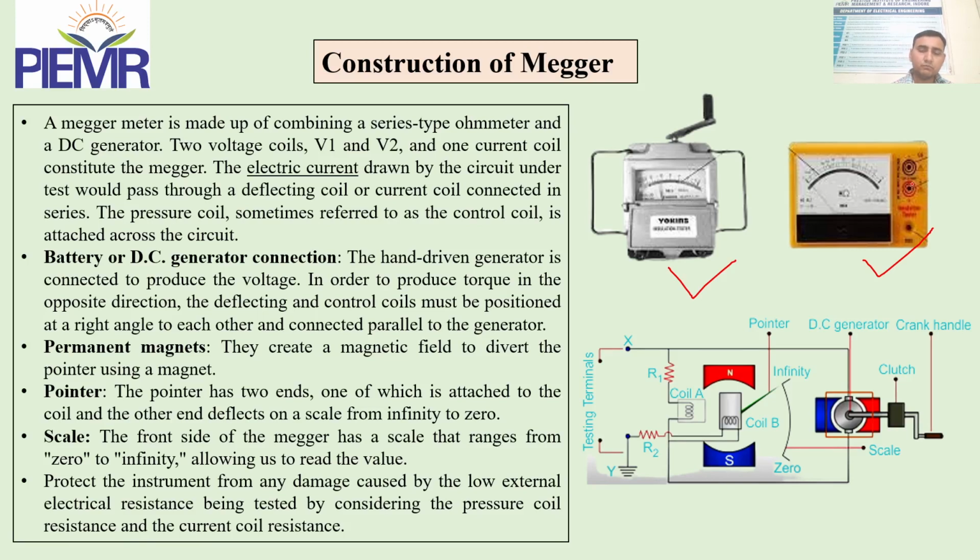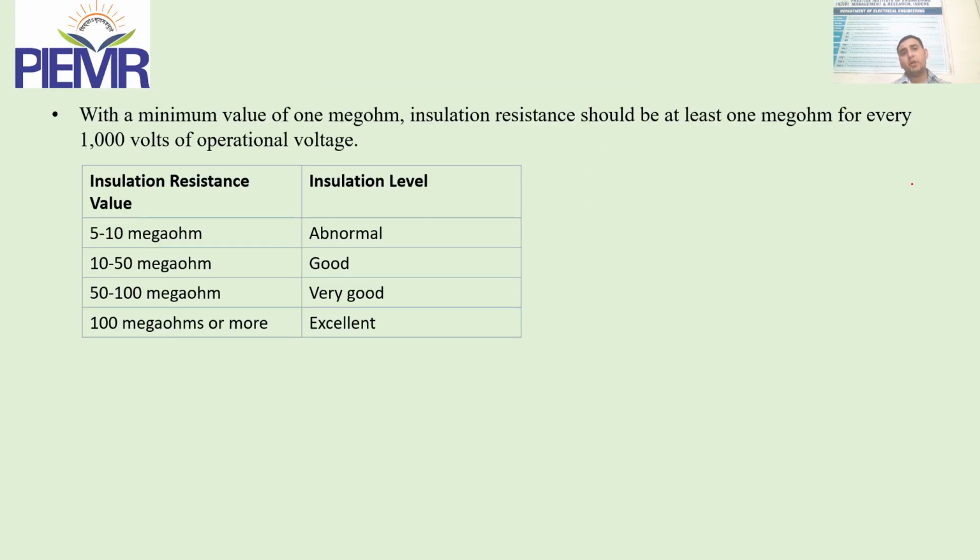Now, talking about some important points regarding this megger, the minimum value of insulation should be at least 1 megohm for 1000 volts. Now, what reading does this give regarding insulation? If the value of insulation is between 5 ohm to 10 ohm, it will be measured by the megger and it will say it is an abnormal rating. So insulation is not good.